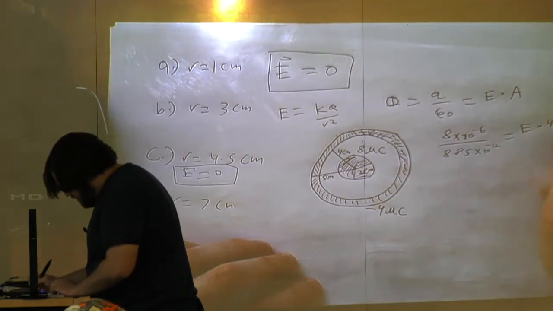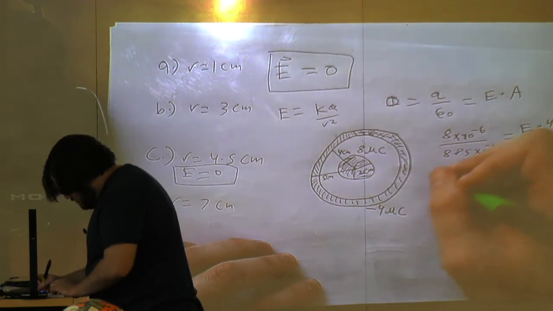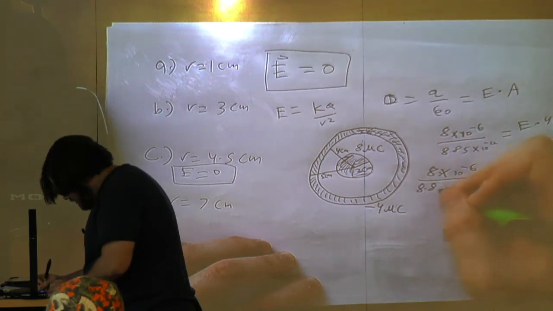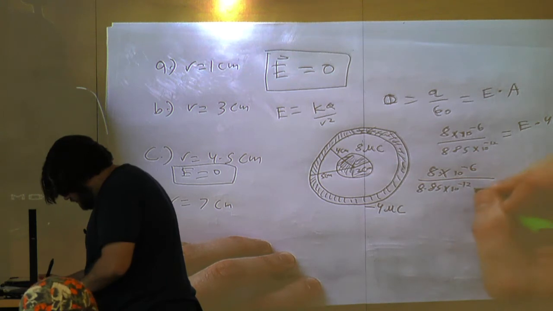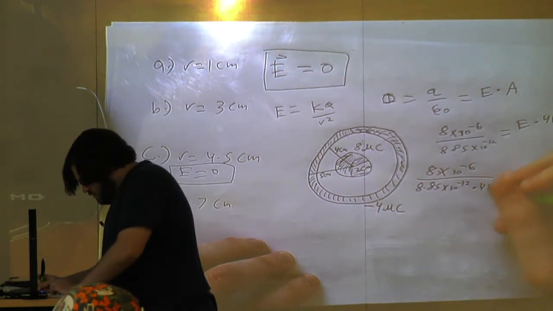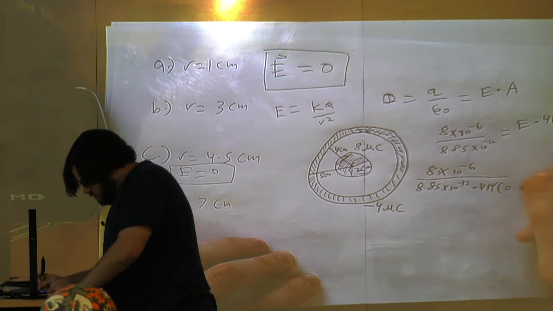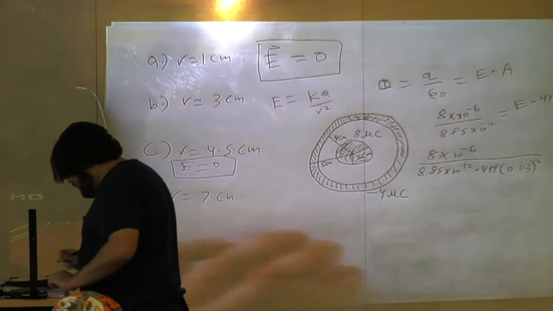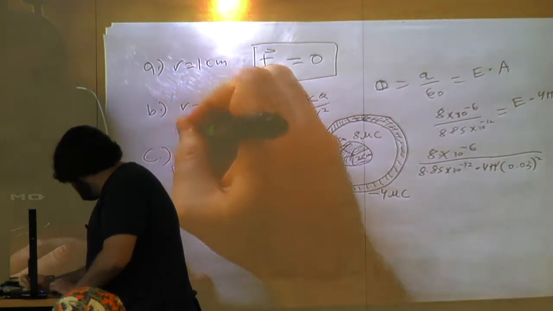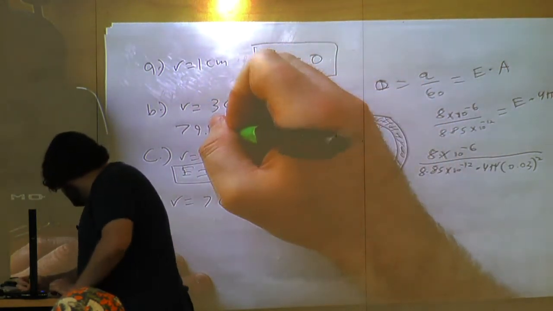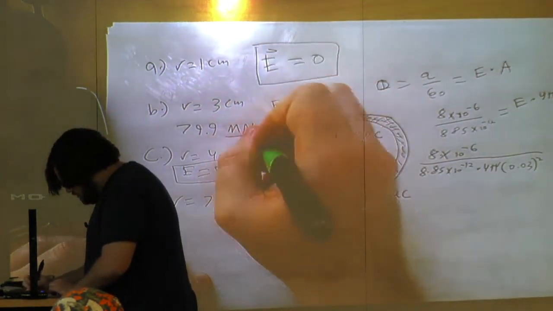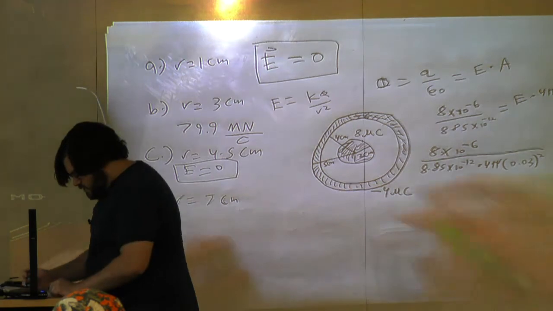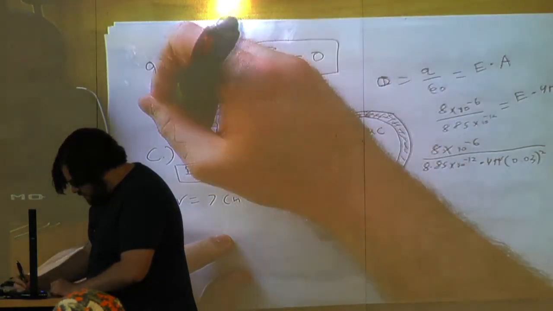So we're going to divide by A. We're going to have 8 times 10 to the negative 6, over 8.85 times 10 to the negative 12, multiplied by 4 pi times 0.03 squared. Okay. And that's going to give me 79.9 per Coulomb. I'm not going to make you watch me type that into a calculator. I trust that you know how to type stuff into calculators.